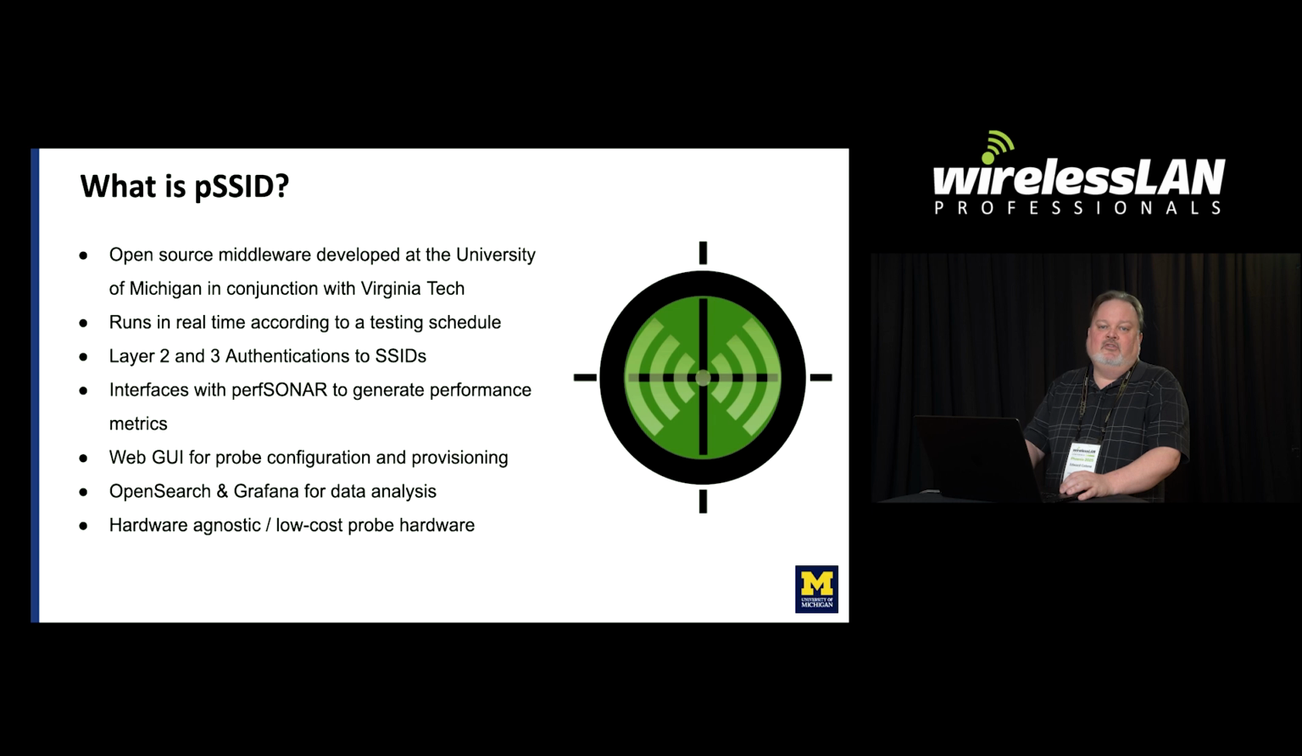So we at the University of Michigan, in conjunction with Virginia Tech, are authoring a piece of middleware called PSSID. It uses a very precise scheduling algorithm based on the Cron syntax. It does the L2 and L3 authentications using WPA supplicant and DHCPD to get onto an SSID. And then it uses PerfSONAR to generate performance metrics through that SSID. It has a GUI for provisioning the probes and for configuring them. And it uses OpenSearch and Grafana for metric analysis.